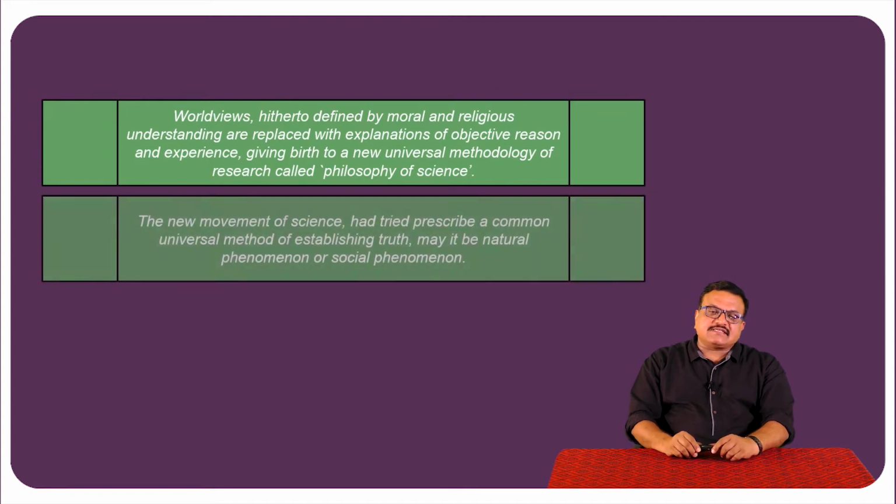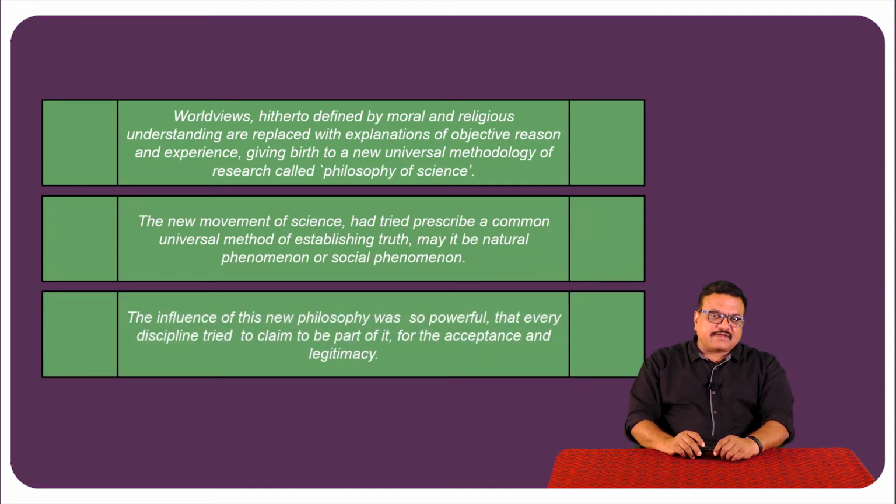The new movement of science had tried to prescribe a common universal method of establishing truth, be it natural phenomena or social phenomena. The influence of this new philosophy was so powerful that every discipline tried to claim to be part of it, for acceptance and legitimacy. Hence, the birth of social sciences took place when what science should be was normatively being defined. Social science also tried to mimic the rules of sciences and derive their credibility.